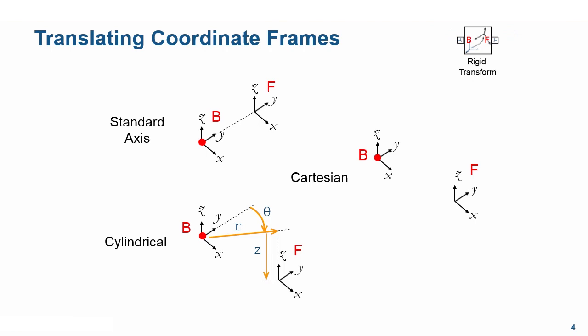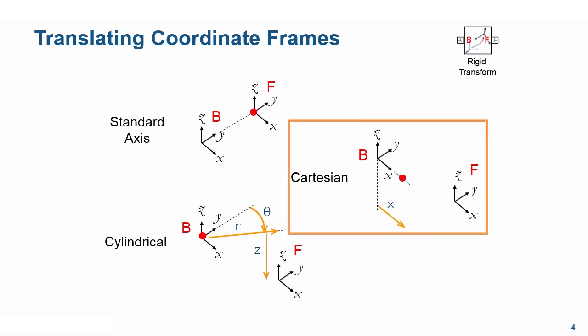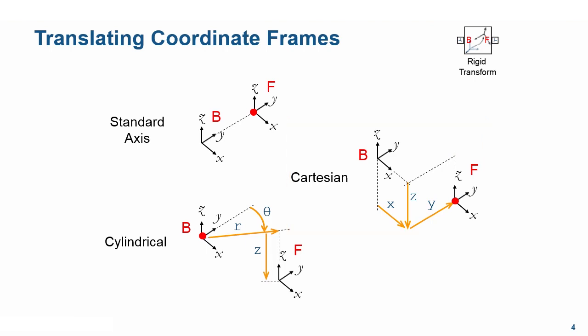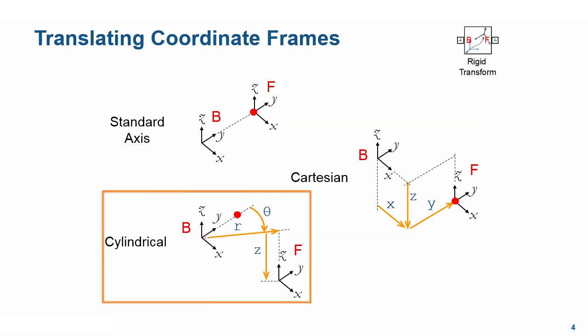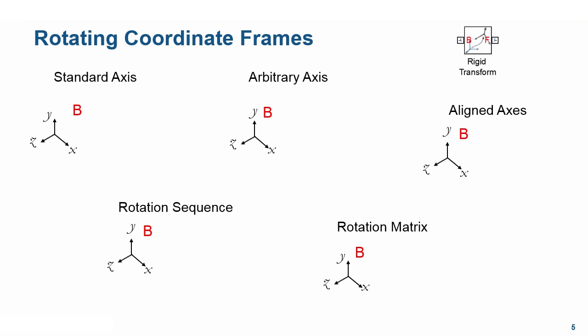We can specify the following methods of translation: standard axis, an elementary translation along one base axis; Cartesian, a three-dimensional translation as a vector x, y, z; and cylindrical, a three-dimensional translation as a vector r, theta, and z. Similarly, there are several ways to do rotational transformations as well.